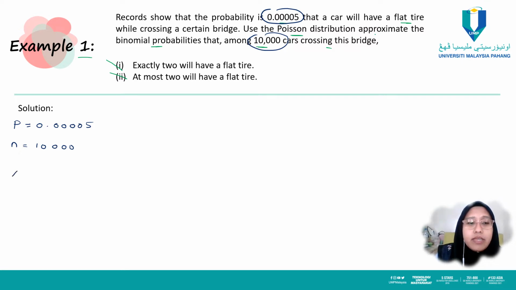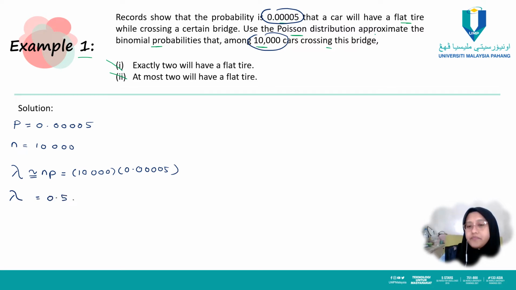So firstly, let's calculate our lambda. Lambda is approximately equal to np. So we multiply 10,000 by our p, 0.00005, and we will have lambda equal to 0.5. Alright, so now let's start with question number 1.